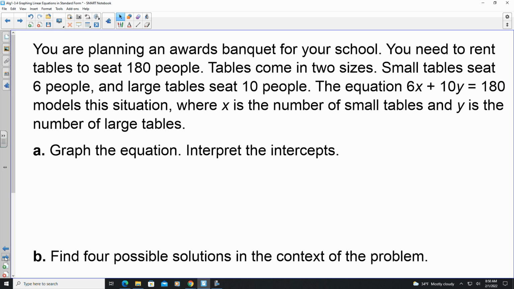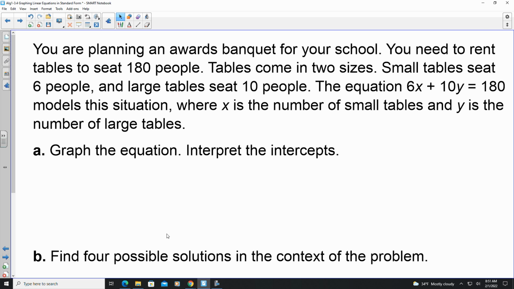All right, so finally here it says you are planning an awards banquet for your school. You need to rent tables to seat 180 people. Tables come in 2 sizes. Small tables seat 6 people, and large tables seat 10 people. The equation is 6x plus 10y is equal to 180. Model this situation where x is the number of small tables and y is the number of large tables.